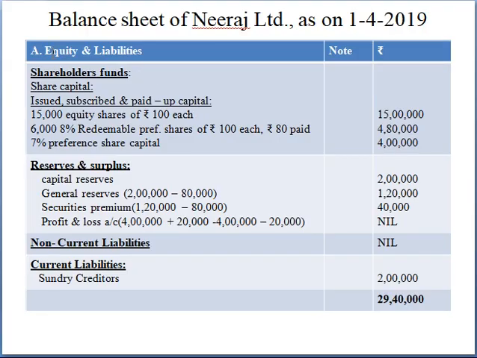Now in your liability side, I said already, 4 items are to be entered, so you have to prepare as per the format. Your first one is shareholders fund, second is the reserves and surplus, third is non-current liability, fourth is current liabilities. So under your shareholders fund, we'll start with the share capital. See, this shareholders fund will include both equity and the preference.